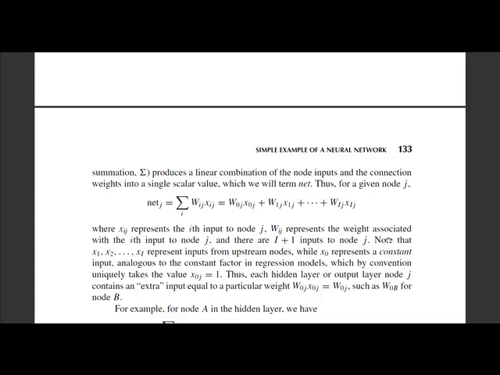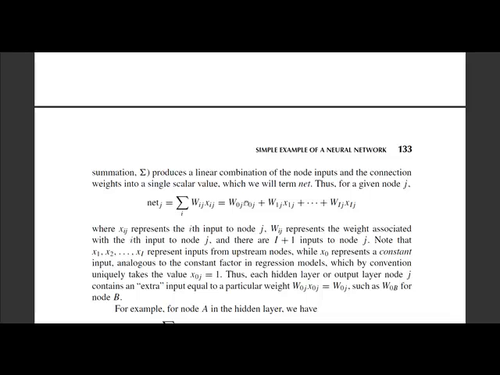Wij represents the weight associated with the ith input to node J, and there are I plus 1 inputs to node J. Note that x1, x2, xi represent inputs from the upstream. Is that called upstream? Oh, maybe I used the wrong word. Maybe it should be called upstream nodes. While x0 represents a constant. So here's what the x0 is. It represents a constant input, analogous to the constant factor in regression models.